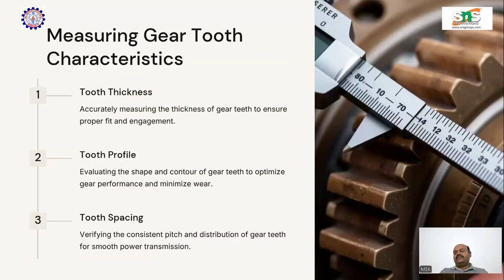Tooth thickness, tooth profile, and tooth spacing are the three major things we are going to measure in the gear. Tooth thickness is very important for proper fit and engagement of the gear. Tooth profile, the shape and contour of the gear teeth, is to give maximum performance. And tooth spacing matters because whenever there is a transmission, the transmission should be very smooth without noise.